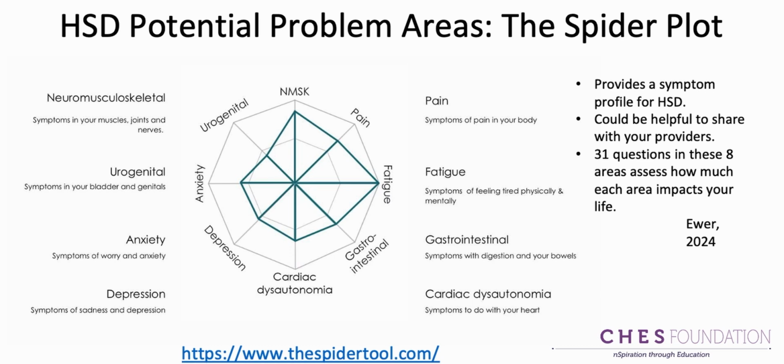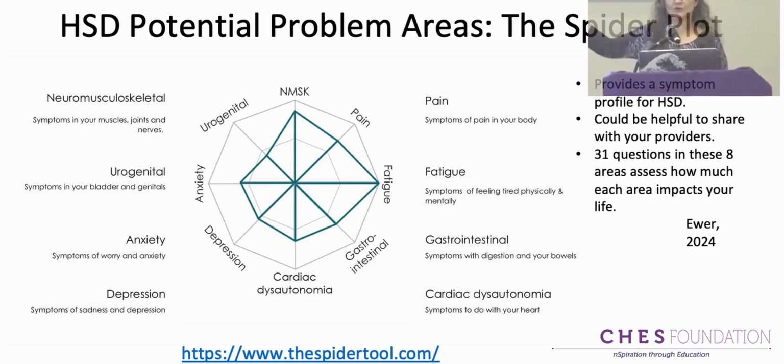So this is what's called a spider plot, because it looks like a spider web. And it shows the 8 primary areas where people may have symptoms. So NMSK is neuromusculoskeletal: feeling unstable, having your hips slipping in and out. There's pain, fatigue, gastrointestinal symptoms, cardiac dysautonomia, like the POTS we were just talking about, depression, anxiety, and urogenital symptoms.